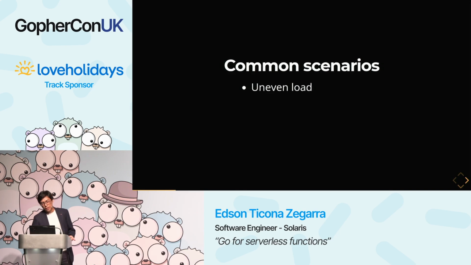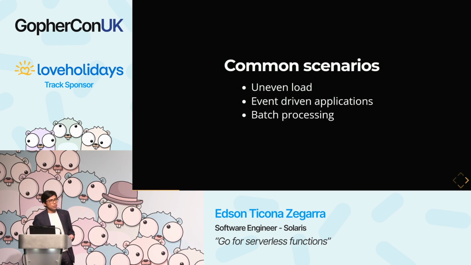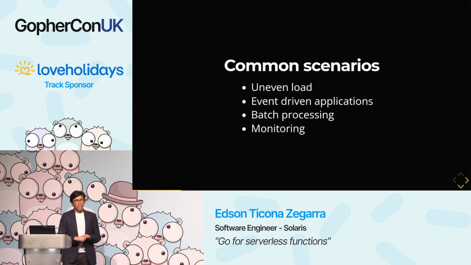So there are some common scenarios, like why would you choose this kind of computing model? If you have some uneven load, or event-driven applications, some batch processing, some monitoring going on. For instance, the financial world is not really known for being cutting-edge tech. We have to deal with central banks, with tax agencies, government agencies, which sometimes are using COBOL or weird things. So they send you files through an SFTP.